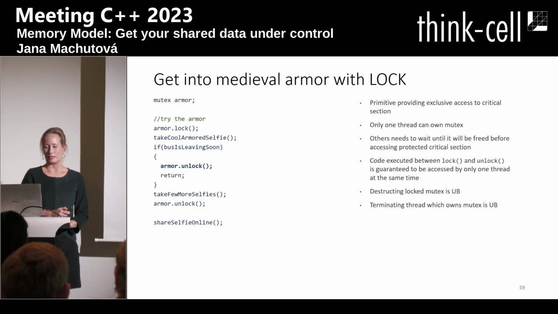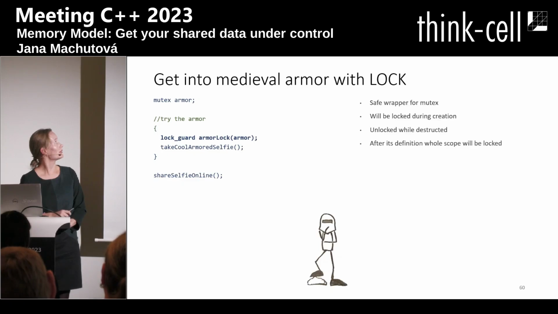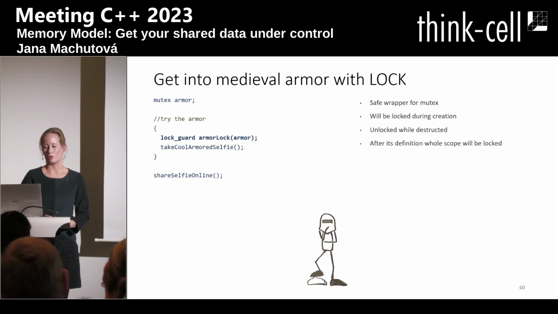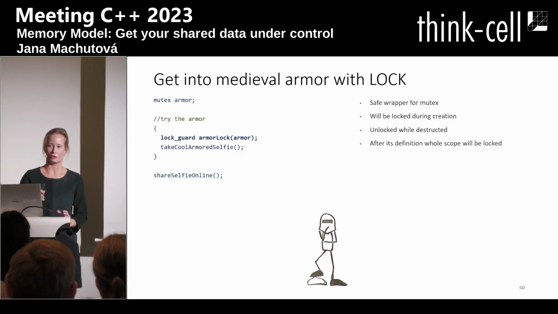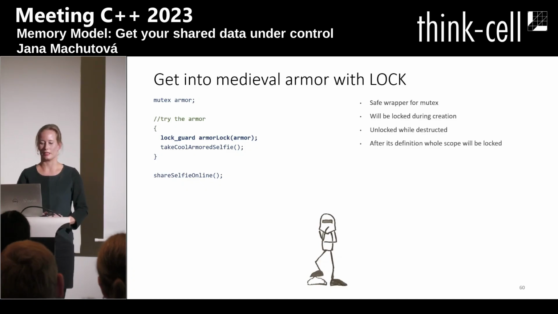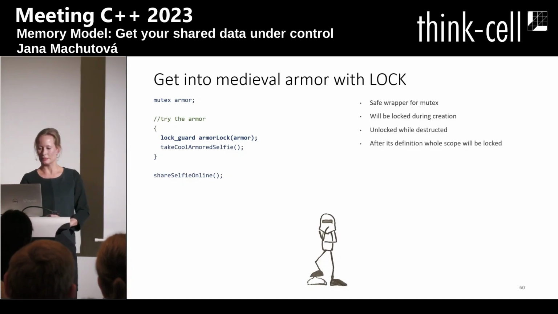There's an easier way to handle it. We have a kind of wrapper, which is a lock guard. At the moment you create it, it's locked, and when it is destroyed, it's unlocked. So it locks the whole scope. There's a reason for the curly brackets around it: we want to share selfies when we are out of the armor. We don't want to block it for someone else, which is really important, because under the lock you should do only the things which are related to the locked resources. Everything else you should do after you give your resources away.